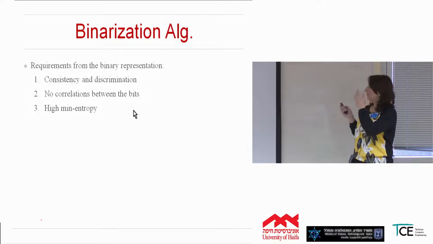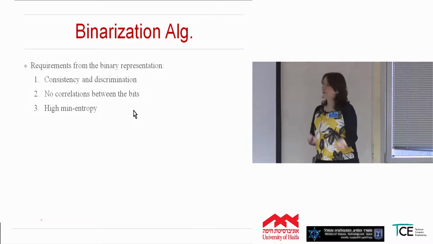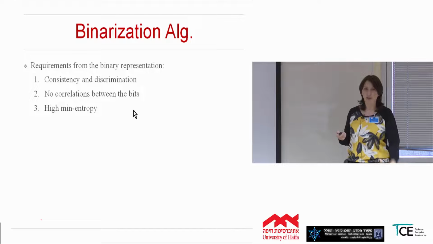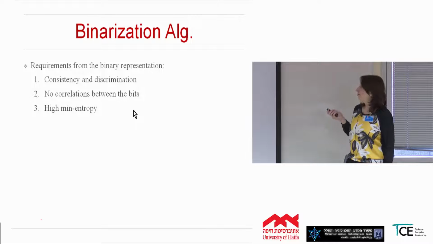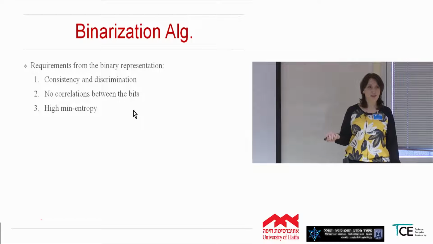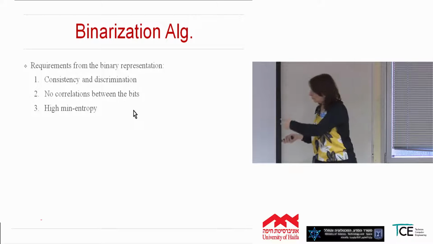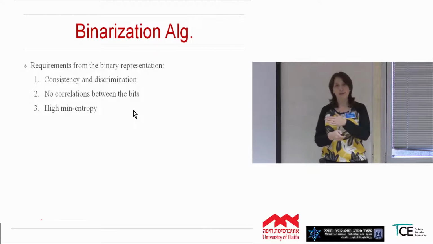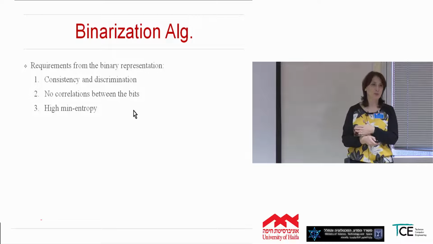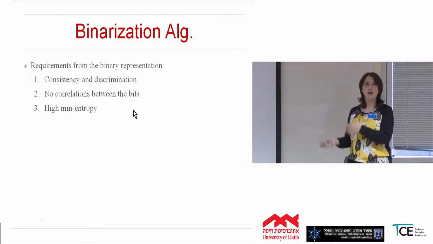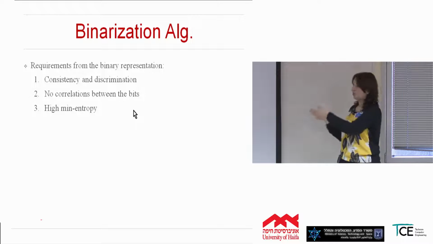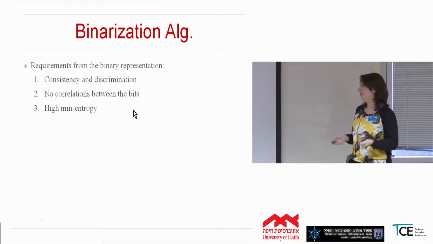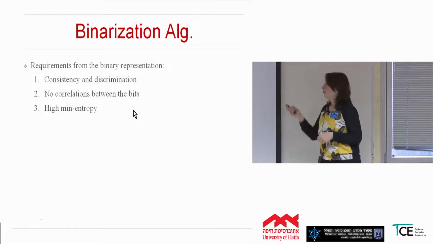OK, so in our binarization algorithm, we want consistency and discrimination. That's what I get if I follow these ideas that I just presented. We also want no correlation between bits. I will do it the following way: I will construct my hyperplanes so that they are as orthogonal as possible, and then when I project my representation on these orthogonal hyperplanes, I hope to have no correlation. I will explain in a moment why I'm optimistic about that.